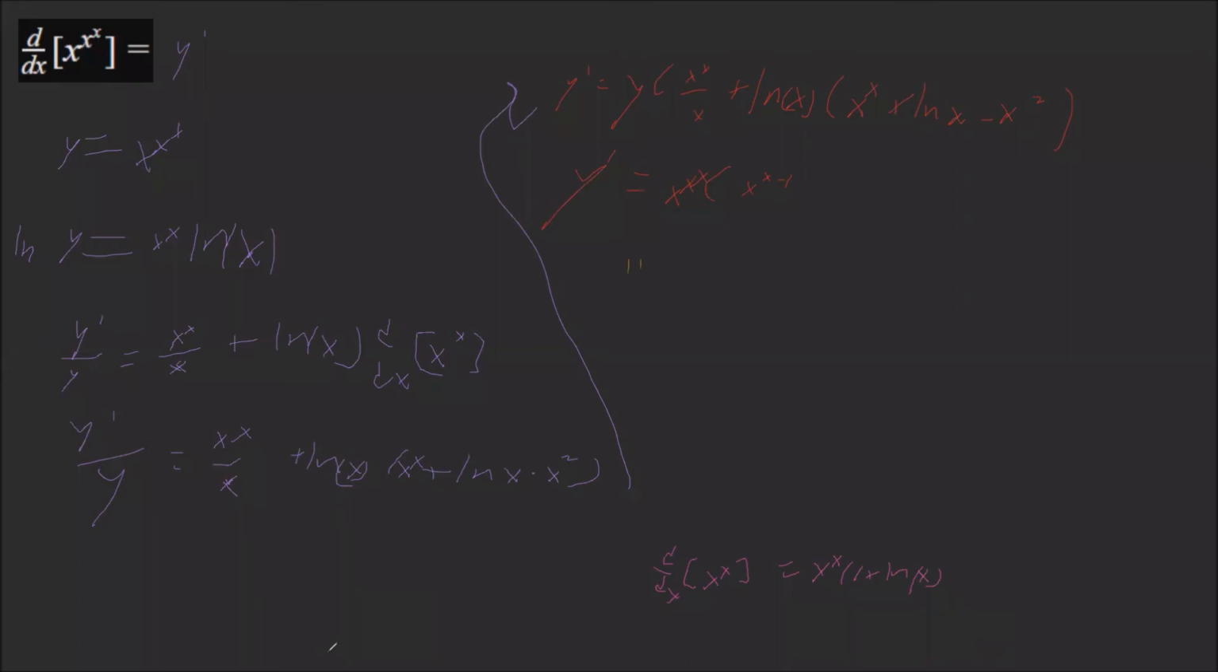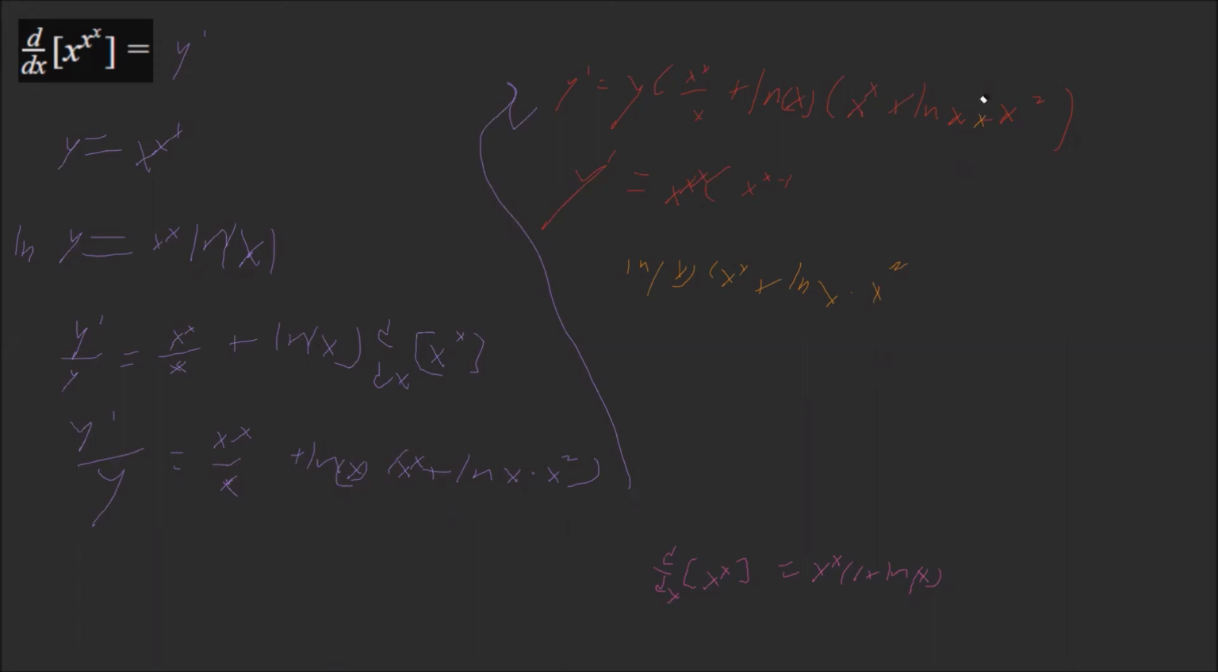So we have natural log x times x to the power of x plus natural log x minus x squared. Wait, that should be a multiply. Yeah, it is. I don't know why this is. Let me fix that quickly. Okay, times x squared.